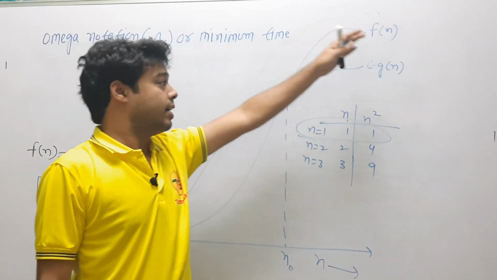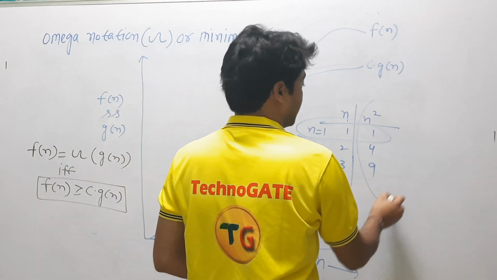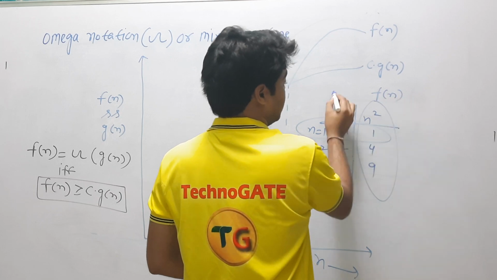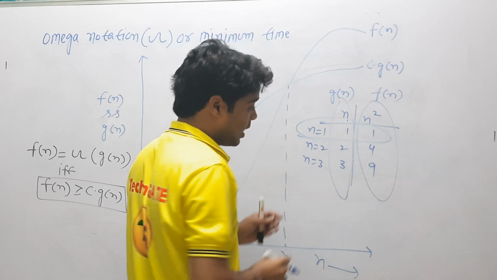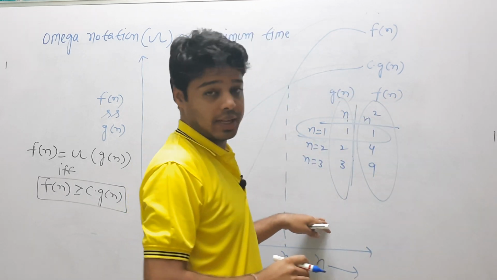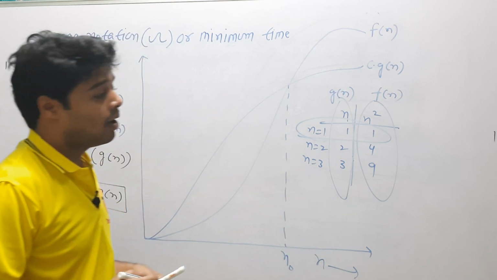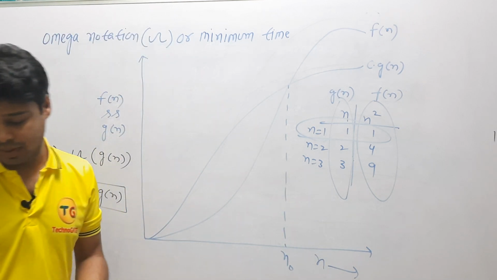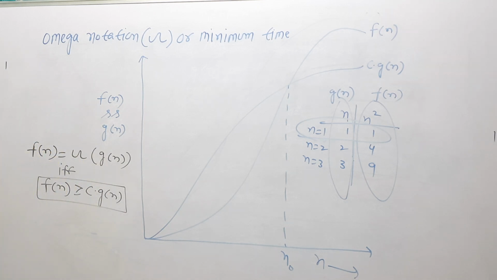After that, n square growth rate is larger than n. So this is the Fn and this is the Gn. Gn is a lower bound of Fn. So this is an omega notation. Last one is the theta notation.